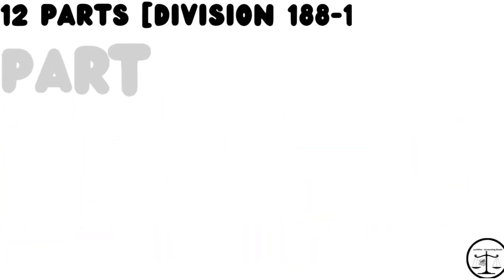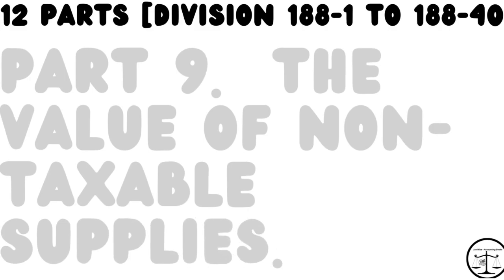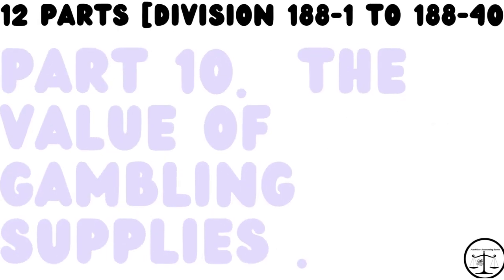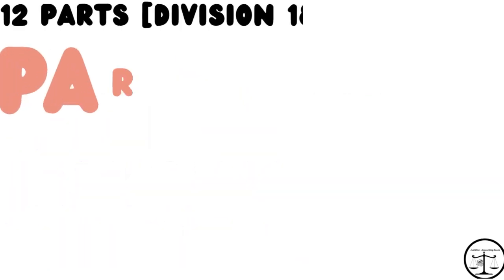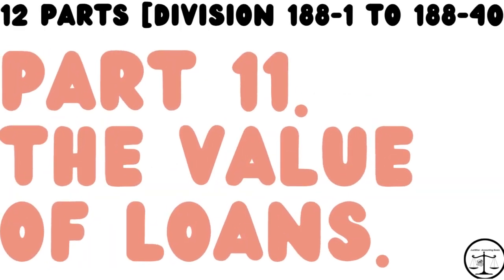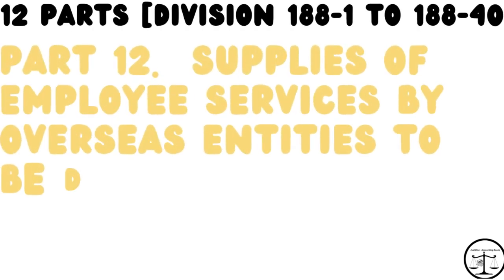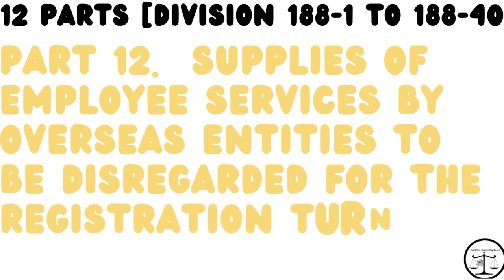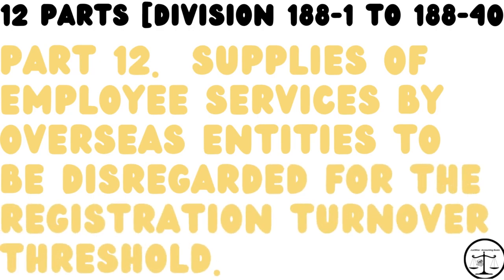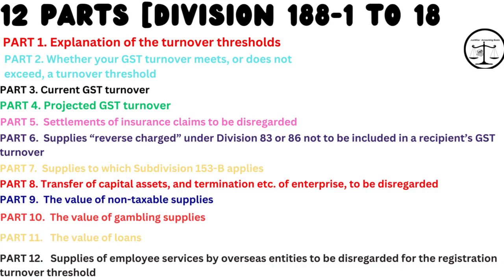Part 9 explains the value of non-taxable supplies. Part 10 explains the value of gambling supplies. Part 11, the value of loans. And the last part, number 12, discusses supplies of employees' services by overseas entities to be disregarded for the registration turnover threshold. That's all we will discuss in this video.